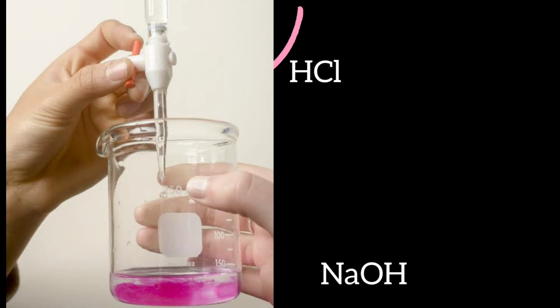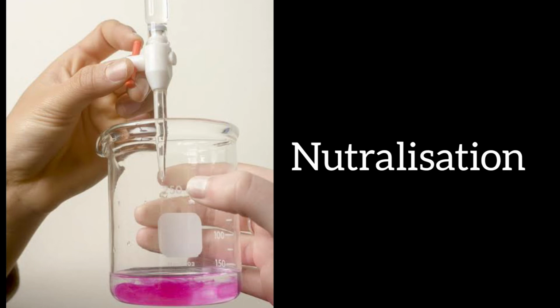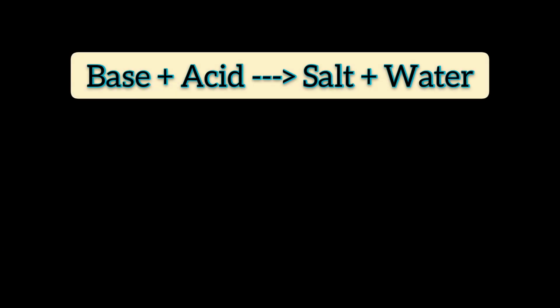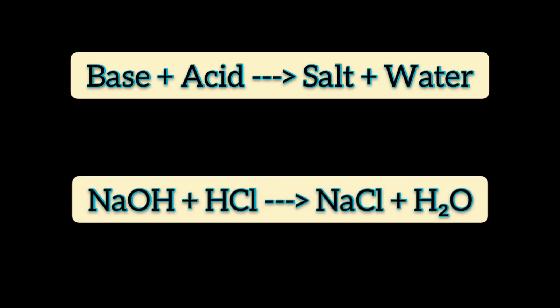As we add HCl, that is hydrochloric acid, into it, the color of phenolphthalein disappears. Now if we add a few drops of NaOH in this test tube, the pink color of phenolphthalein reappears. So, when an acid reacts with a base, their mutual effect is nullified, and this reaction is called neutralization reaction, as shown here. Base plus acid gives salt plus water, that is NaOH plus HCl gives NaCl plus H2O.